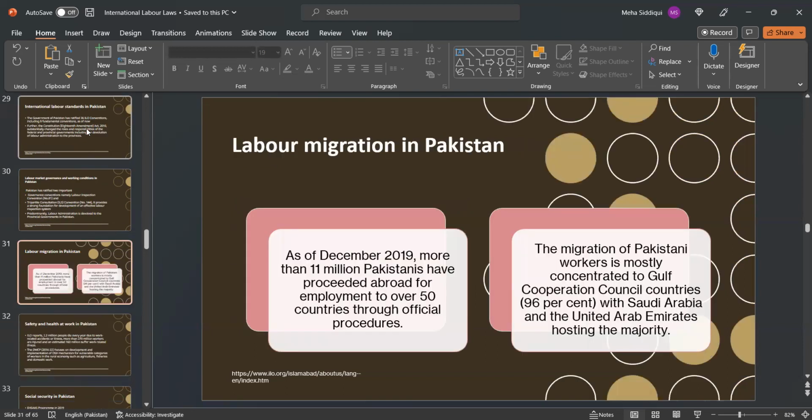Labor migration in Pakistan. As of December 2019, more than 11 million Pakistanis have proceeded abroad for employment to over 50 countries through official procedures. The migration of Pakistani workers is mostly concentrated in Gulf Cooperation Council countries, with Saudi Arabia and the UAE hosting the majority.